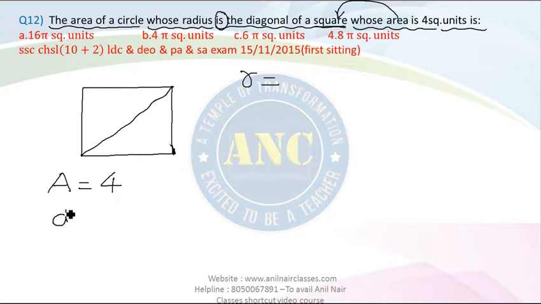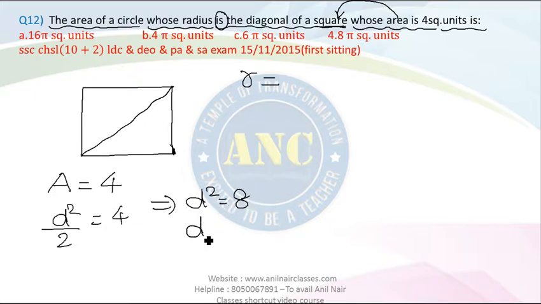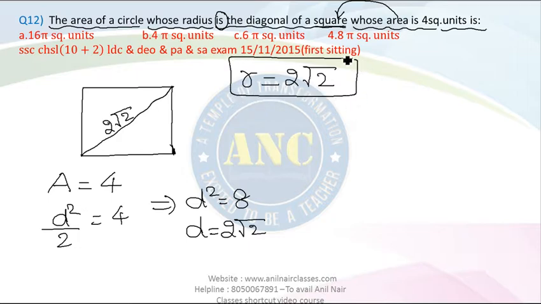Area is 4. That means d square by 2 is 4. That means d square value is 8. Right? D value is square root of 8, which is 2 root 2. That means the diagonal value is 2 root 2, which is also equal to the radius value. The diagonal of the square and the radius of the circle are both the same. They are asking you to find the area of the circle.